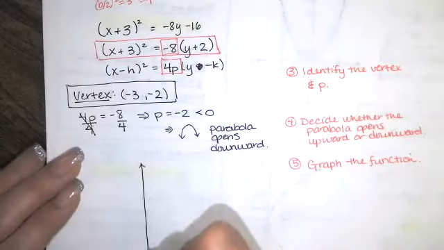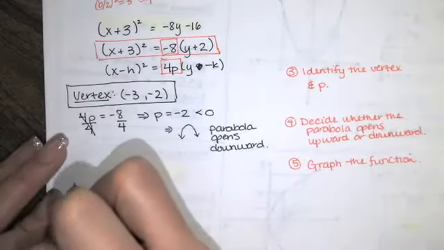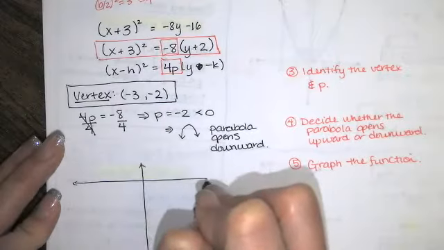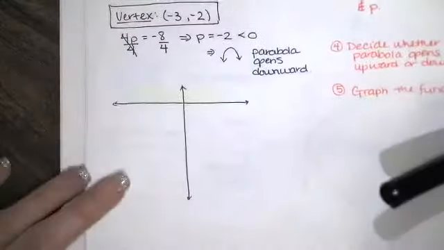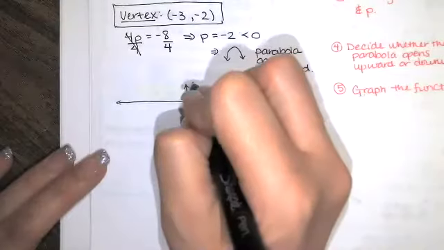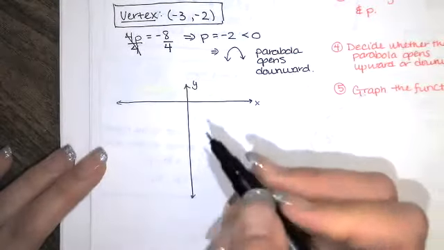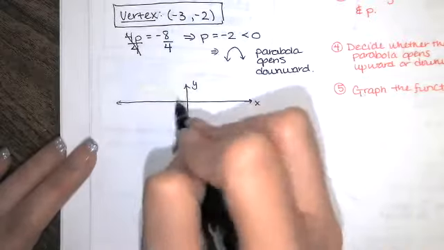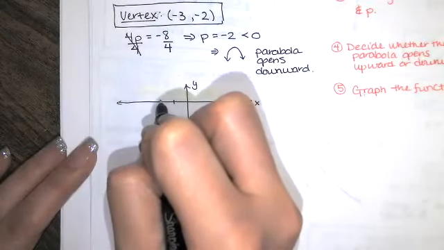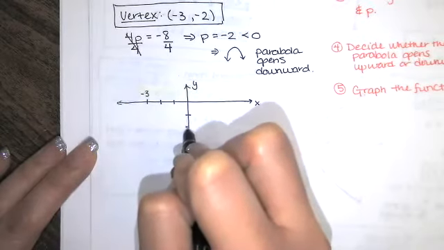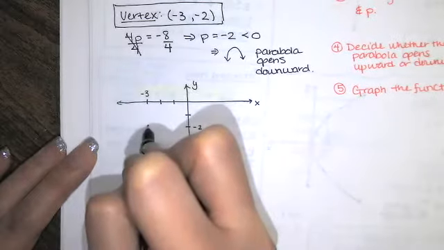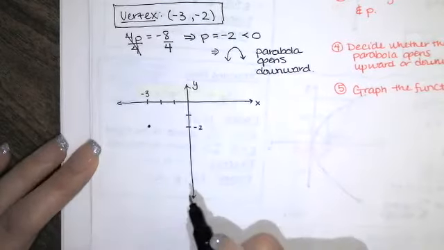Okay. So we're going to start with this. Oops, I guess I should have made it a little less symmetric around the y-axis. That's all right. The vertex is at negative 3, excuse me, x equals negative 3, y equals negative 2. That's the vertex.